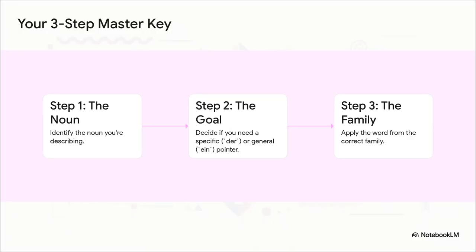So from this day forward, just follow this simple process every single time. Step 1, find your noun. Step 2, decide, am I being specific or general? Step 3, grab a word from the right family. That's it. This is your master key. This is how you crack the code.